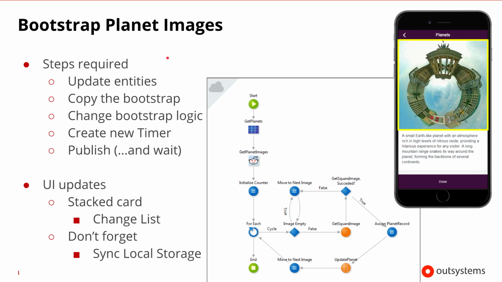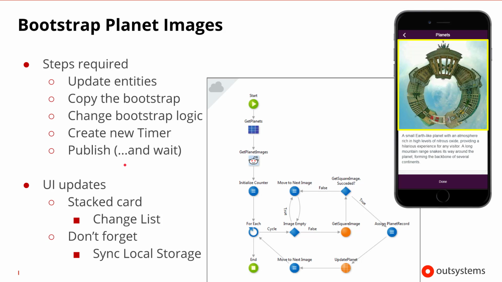To bootstrap the Planet images, there are a number of steps that are required. First, we'll need to update our entities to make sure there's a place to hold the images. Then we'll copy the old bootstrap that bootstrapped the planet's data as far as its name and description. We'll change that bootstrap's logic to be able to use the RESTful service and import the images that we need. Then we'll create a new timer to be able to call the bootstrap so that it can get the images and we can update the entities. The timers will actually run after they've been published, so we'll publish and then we'll go ahead and wait.